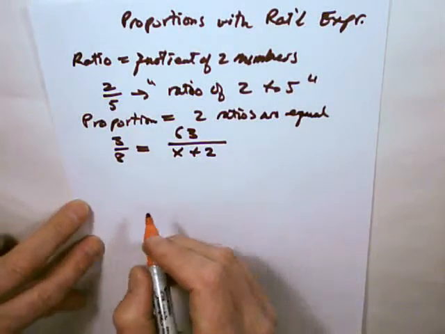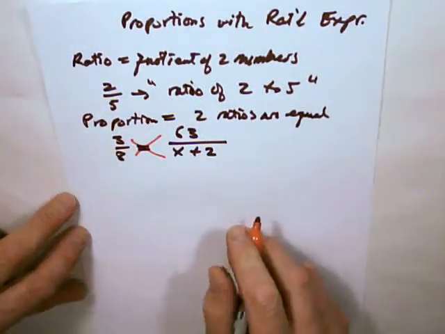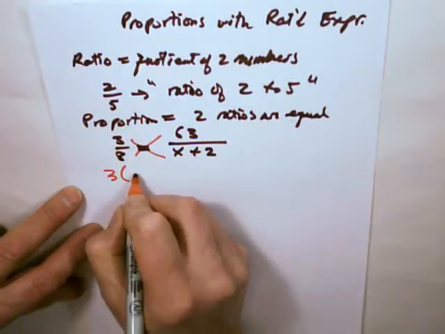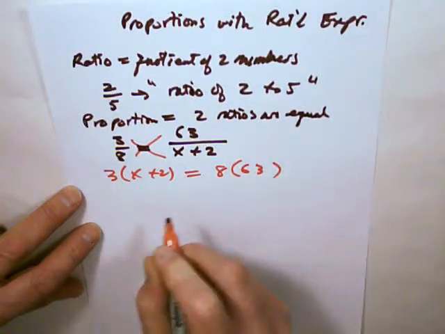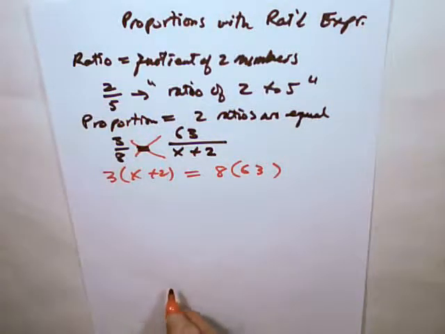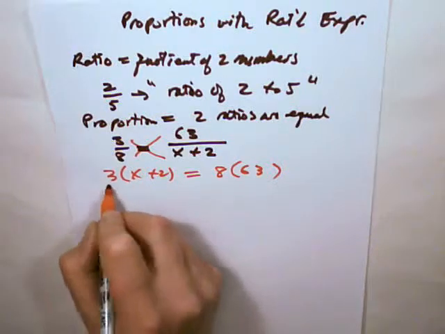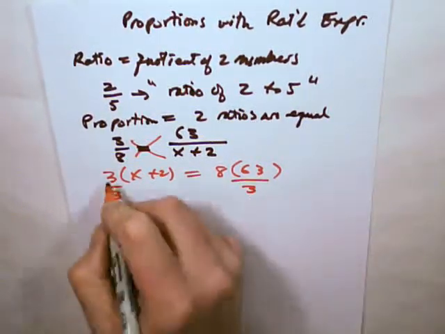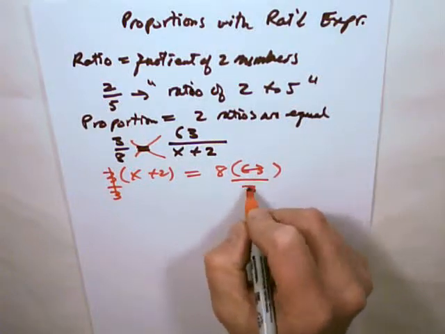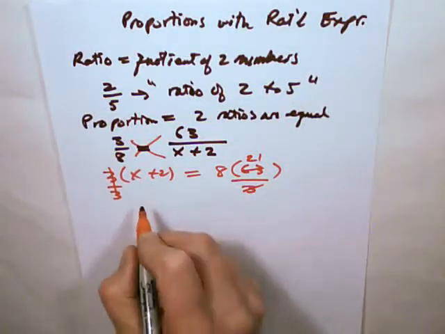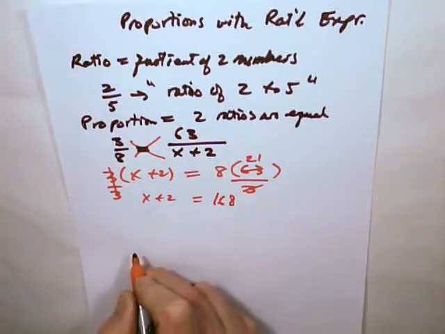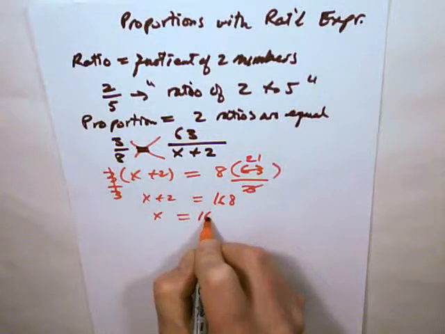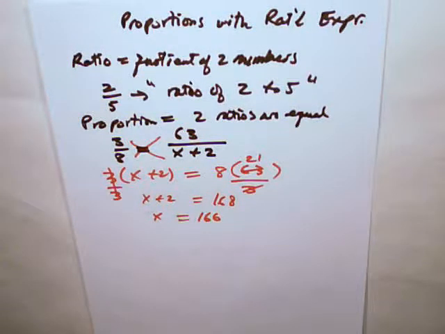Now remember what we used to do: cross multiply. Remember that trick where you'd end up with 3 times x plus 2 equaling 8 by 63. I might solve then for x, divide by 3 on both sides. They cancel. This simplifies out to 21. X plus 2 then is going to be equal to 8 by 21, which is 168, and then x simply equals 166. Oh, that's fine. Cross multiplying works. That's a good method to use.